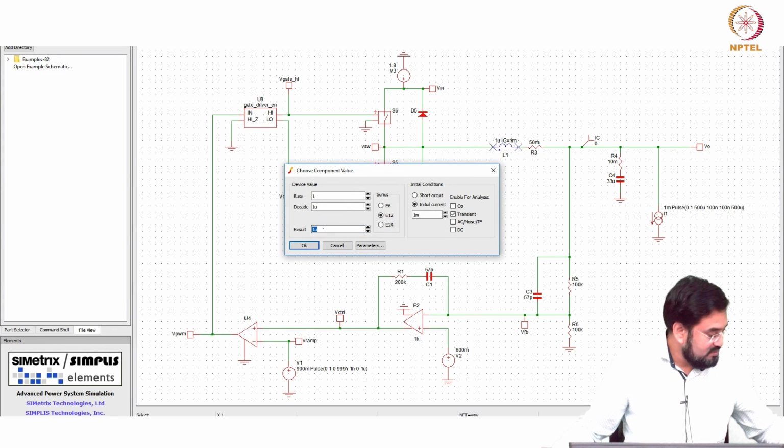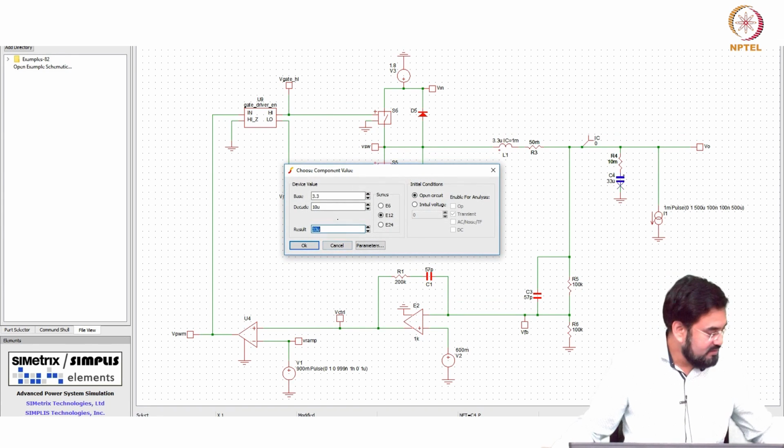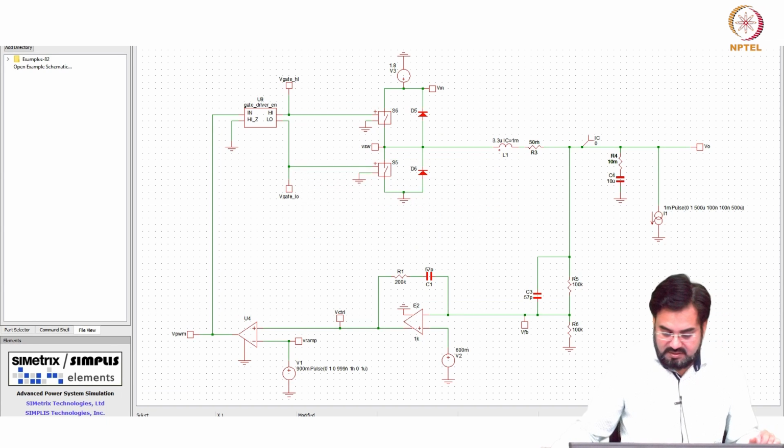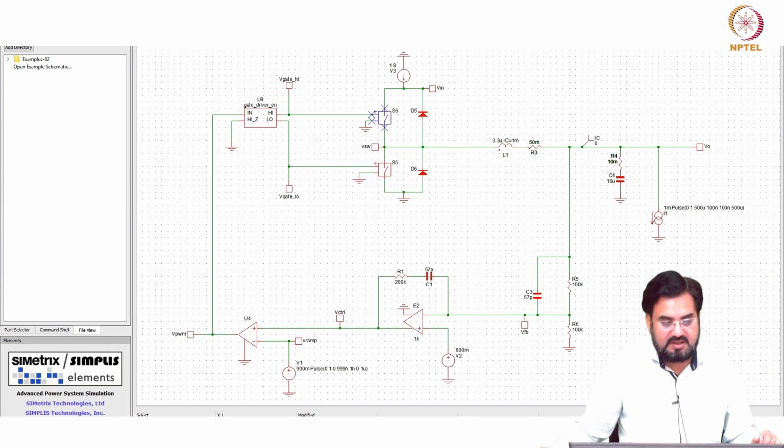Let us first do 3.3 micro and 10 micro. So, 50 milliohm here and 50 milliohm I have kept here. So, total R loss is 100 milliohm, and I have connected this diode to emulate the body diode.